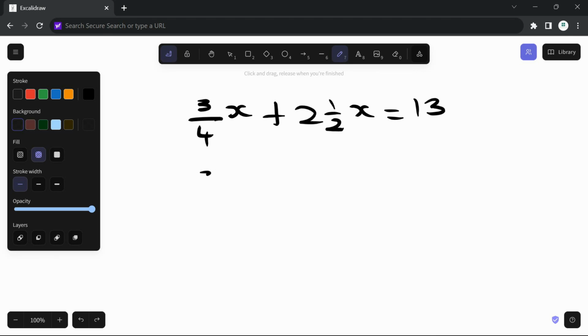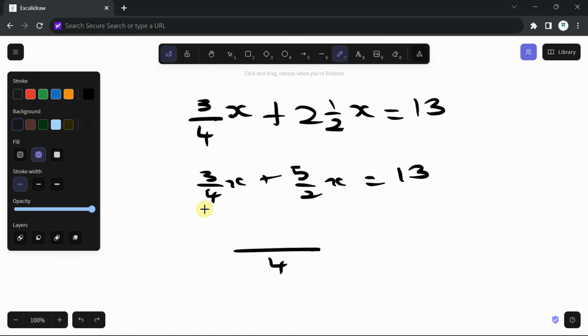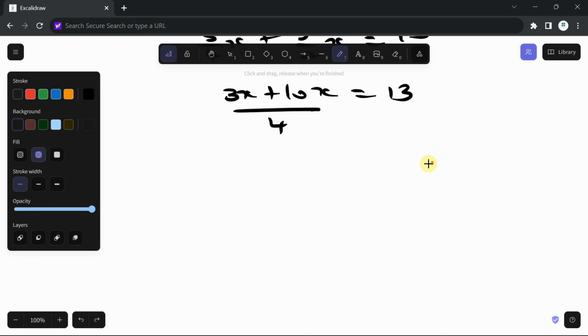So let's see. 3 over 4 x plus, I'll convert this to an improper fraction. 2 times 2 is 4 plus 1. That is 5 over 2 x is equal to 13. Right? So the LCM is 4. 4 in 4 is 1. 1 times 3x is 3x. Plus 4 in 2 is 2, 2 times 5x is 10x, is equal to 13. So let's resolve. 3x plus 10x is 13x, all over 4 is equal to 13.